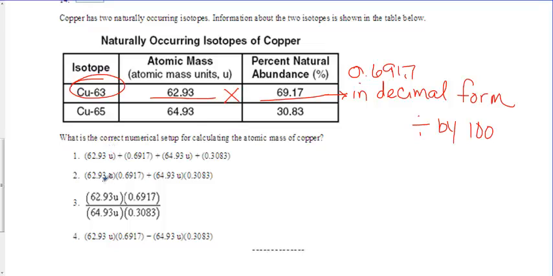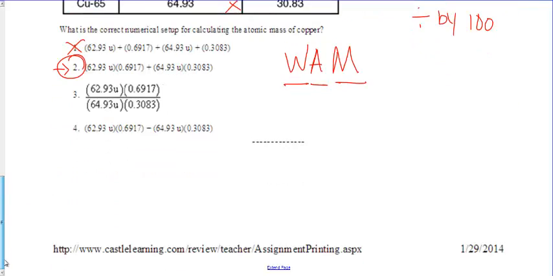62.93 plus that? No. That's going to be wrong right off the bat because we're looking for 62.93 times 0.6917. So this looks like a possible choice. And let's double check. Same thing for the second isotope, and then they get added to each other. That gives us the WAM, if you remember, weighted average mass. And this actually looks like the correct answer. 0.3083 is actually 30.83%. So the answer is 2 there.